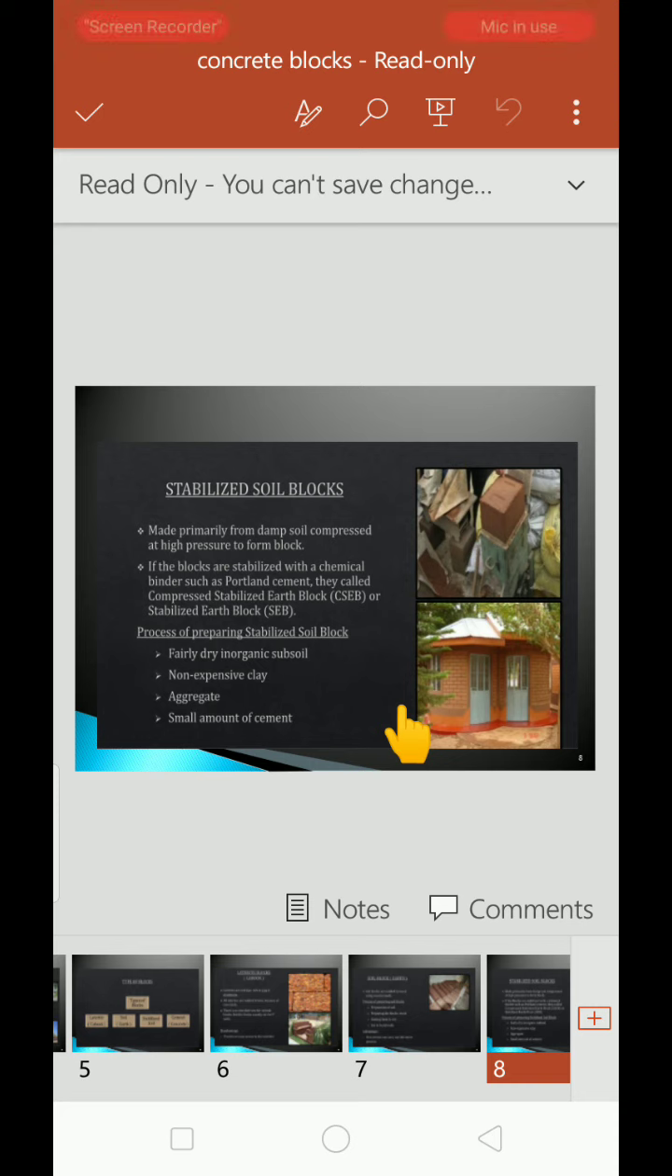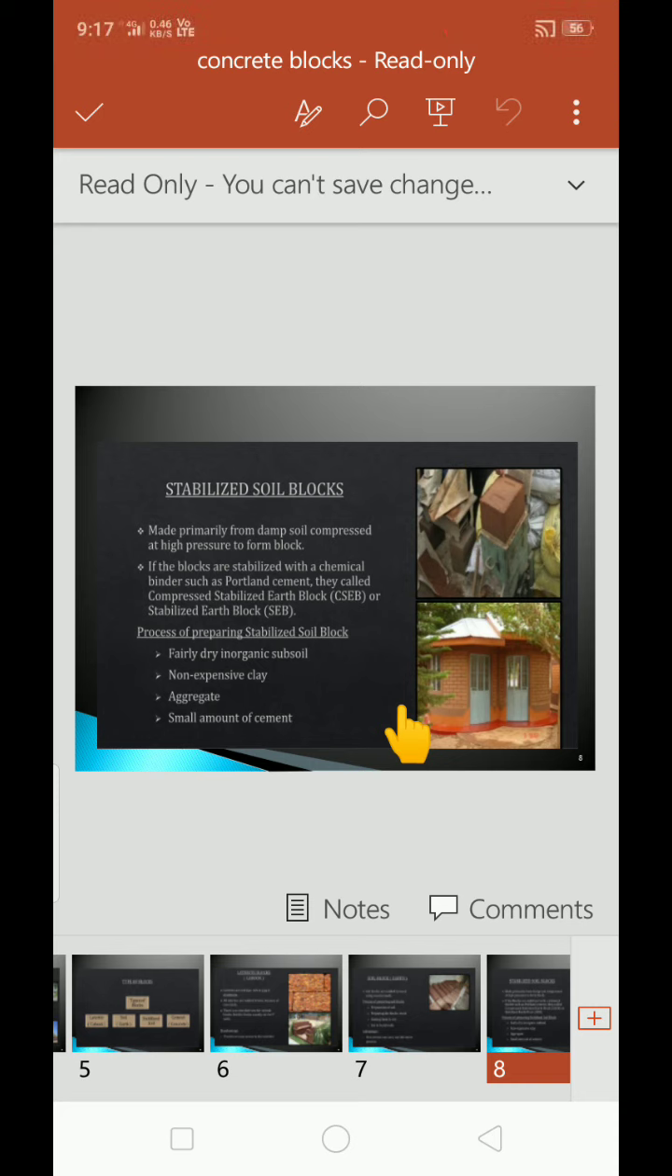Okay, non-expansive clay and expansive clay. Expansive clay means that if it is wet, it will expand in volume, and if it is dry, it will shrink easily. Okay, this is the main property of clay. So non-expansive clay is what they are going to use here.